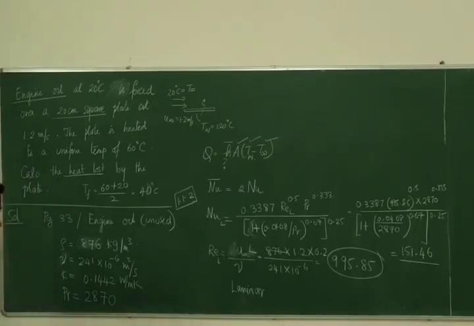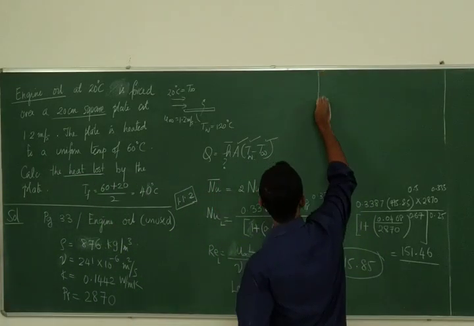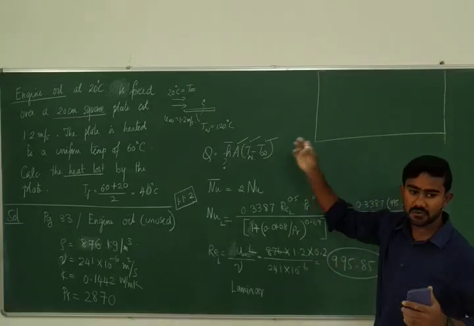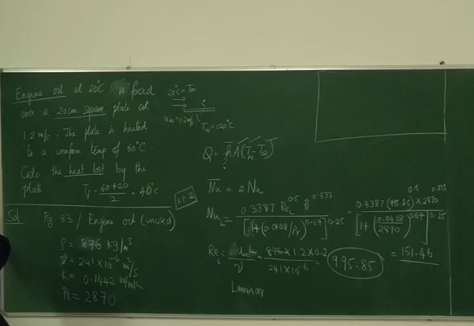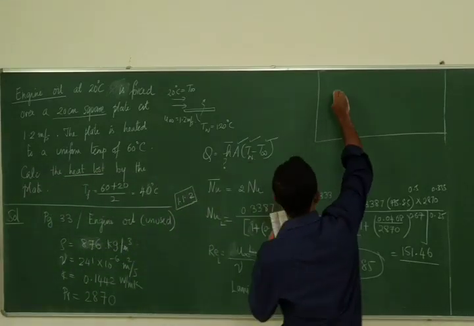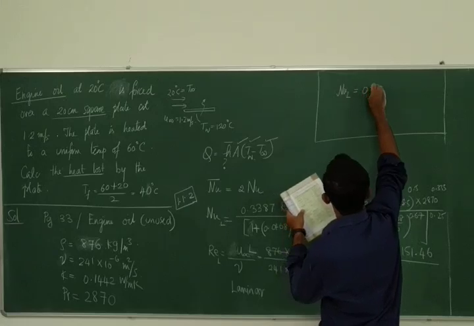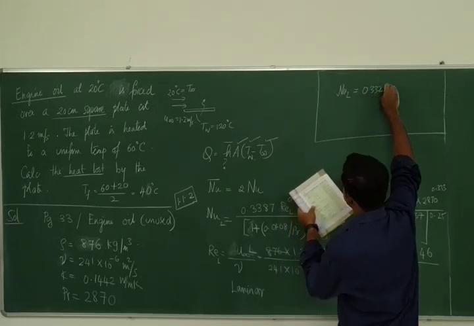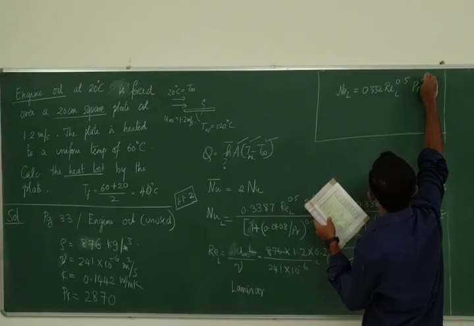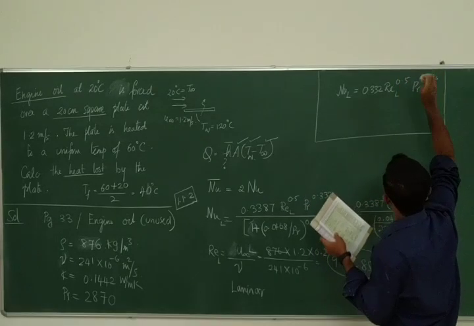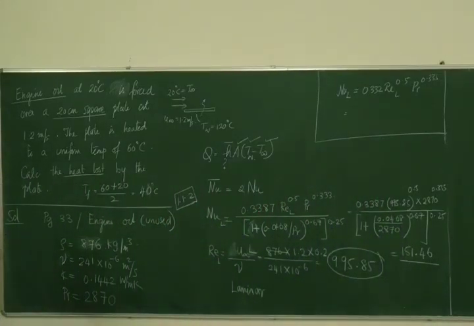So Nusselt number comes to 151. Suppose you use the wrong correlation, the correlation for Prandtl number between 0.6 and 50, the simple correlation. If you remember, Nusselt number based on mean length will be 0.332 into Reynolds number to the power of 0.5, Prandtl number to the power of 0.333. This correlation if you use, we're going to get approximately the same answer.